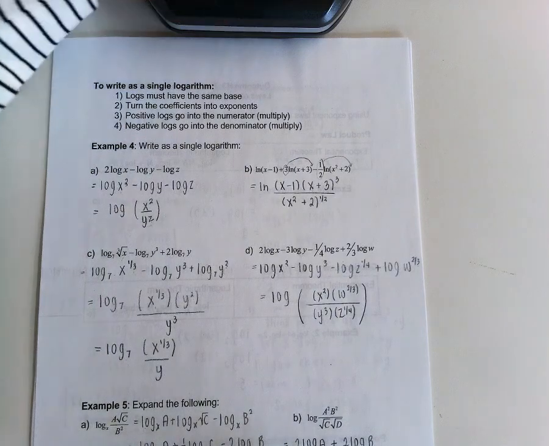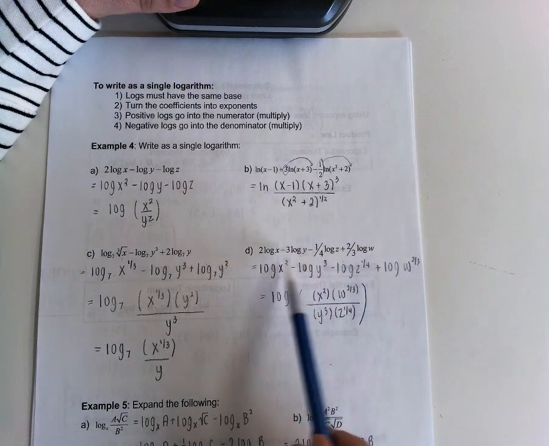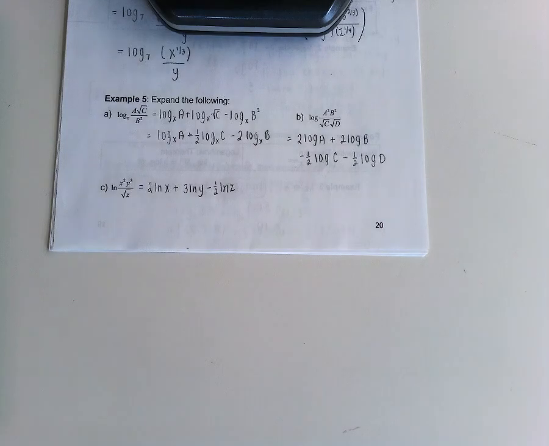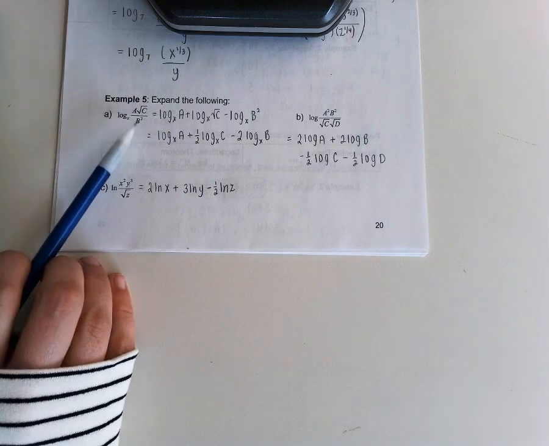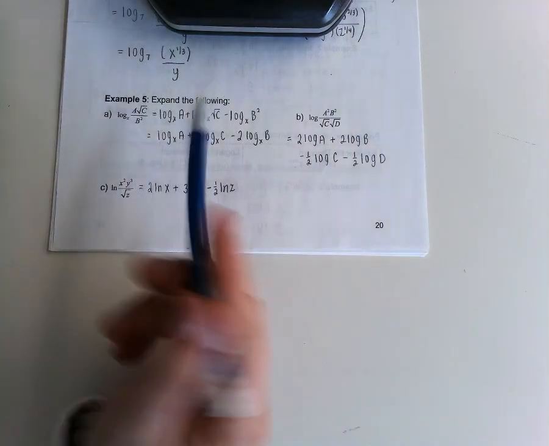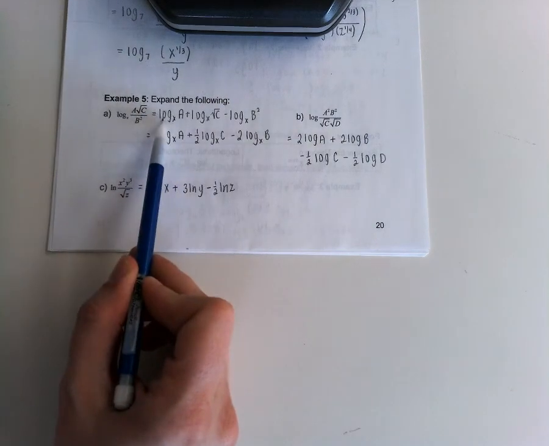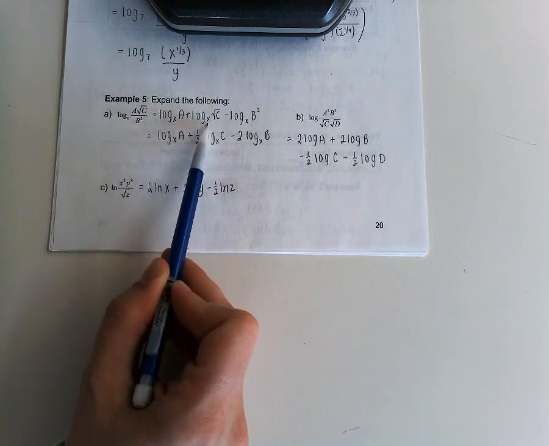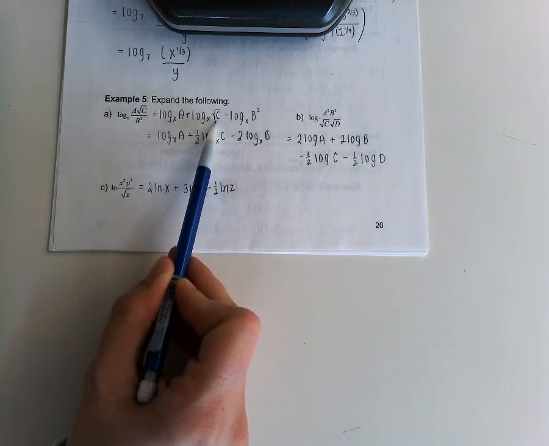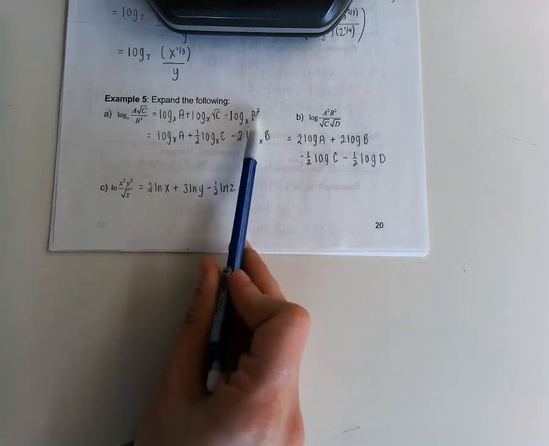Now, we can also do the opposite. So we can also take something like this and work backwards to expand the logarithm. So in the next example, we've got some like that. So here, you've got log base x of a times root c over b squared. So the first thing you're going to do is anything in the numerator, you're going to add. So we've got log base x of a plus log base x of root of c. And then in the bottom, we've got b squared, so minus log x b squared.